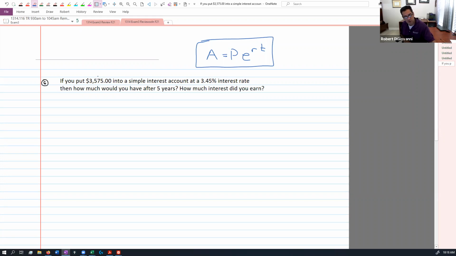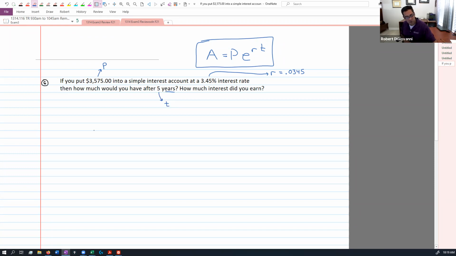So this number here is P. That's the amount of money we start with. This right here is R, but remember in the formula, for R you must convert it to a decimal. The way we convert a percentage to a decimal is by taking the decimal point and moving it to the left 2 places. Don't forget to do that step. And then this right here, 5, is T, and it's measured in years. So we're going to use 5 for T.